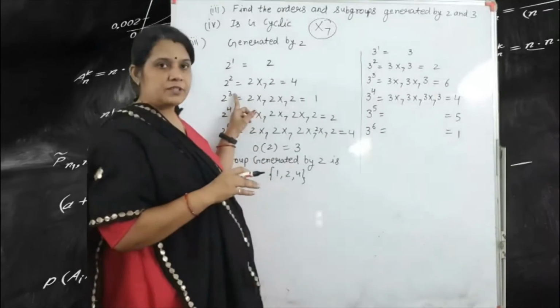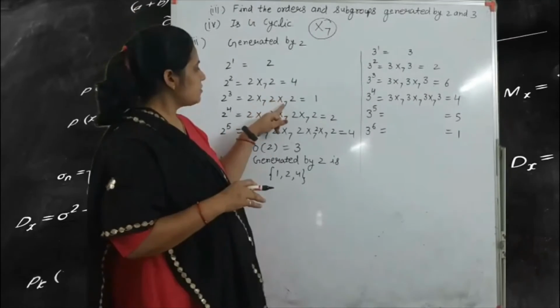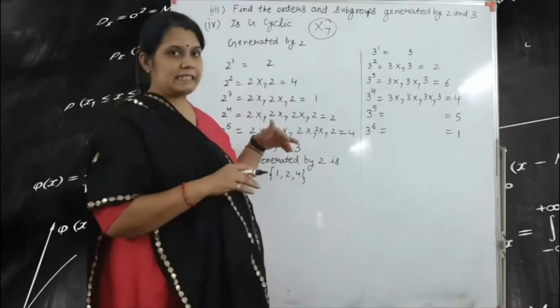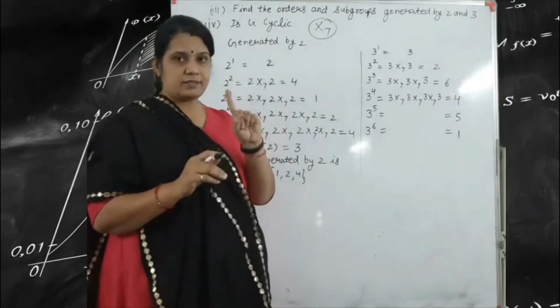2 raised to the power 3 means 2 multiplication modulo 7, 2 multiplication modulo 7, 2. So 2 times 2 is 4, 4 times 2 is 8. 8 is greater than 7, so 8 divided by 7. What is the remainder? The remainder is 1.